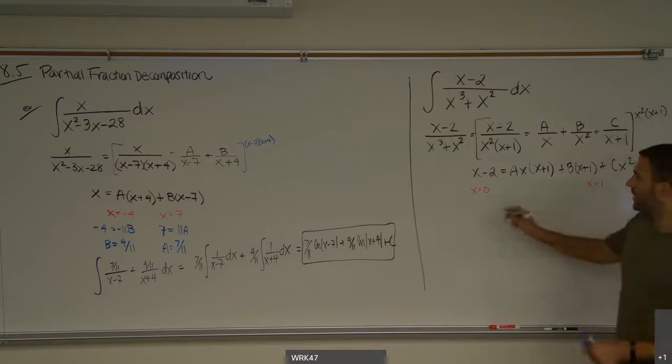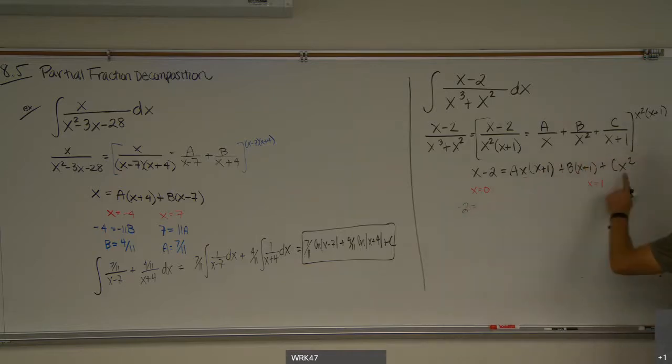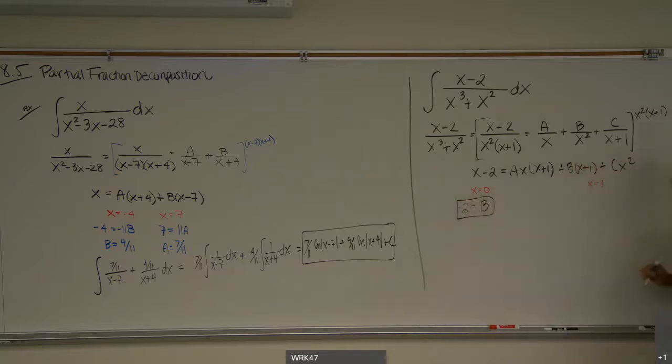When x is 0, on the left-hand side, we get -2. On the right-hand side, gone, and actually, B directly. So B is -2. That much work. All right, because 0 plus 1 is 1. So 1B is -2, and we're done.